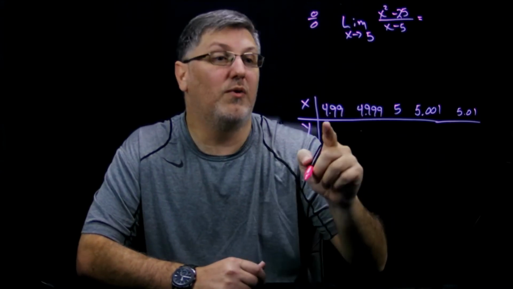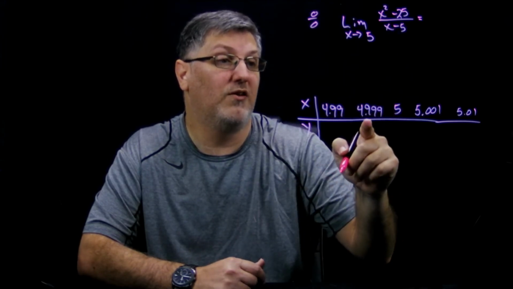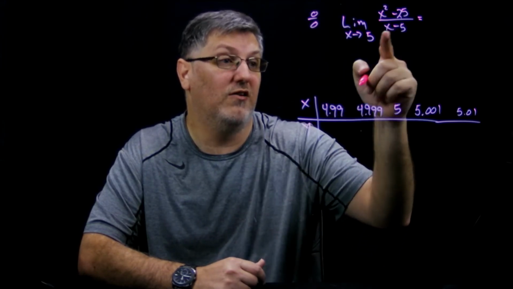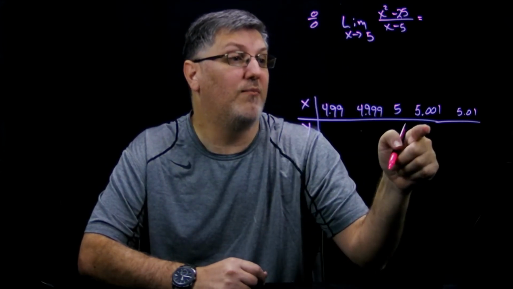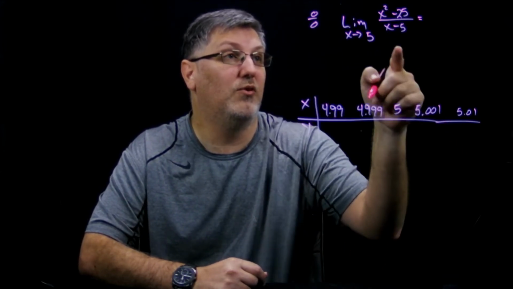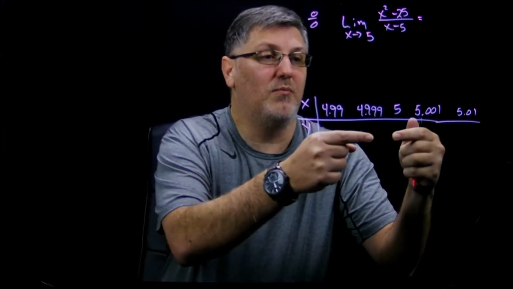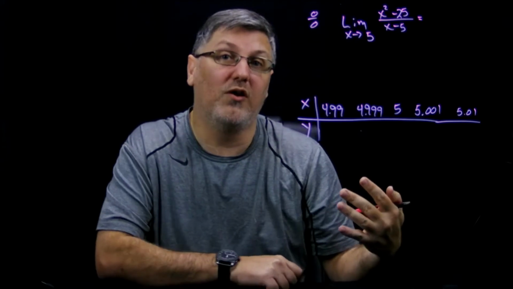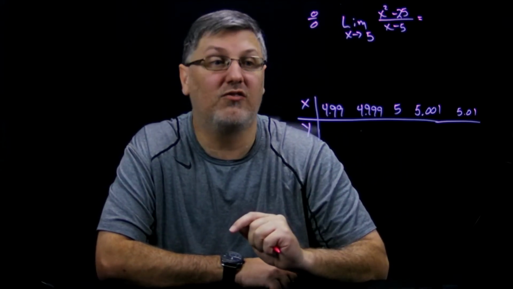So what I'm going to do is I'm going to plug in 4.99 into my f of x here. I'm going to plug in the 4.999 into this. I can't plug 5 because I get 0 over 0. I want to plug 5.001 into this and 5.01 into this. And if they're approaching the same number, I can make some sort of use of deductive reasoning to find out what the limit's actually going to be.